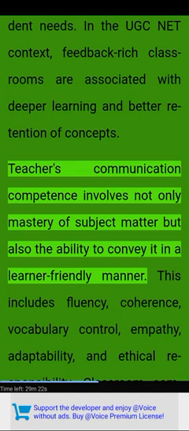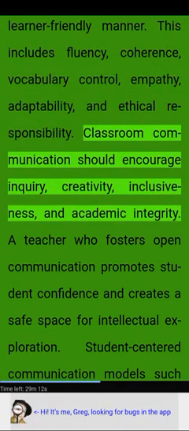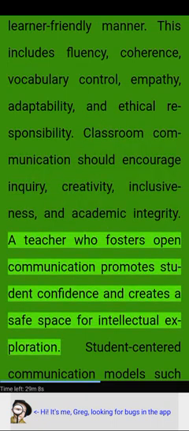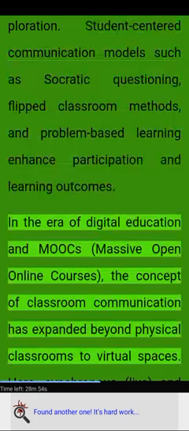Teachers' communication competence involves not only mastery of subject matter but also the ability to convey it in a learner-friendly manner. This includes fluency, coherence, vocabulary control, empathy, adaptability, and ethical responsibility. Classroom communication should encourage inquiry, creativity, inclusiveness, and academic integrity. A teacher who fosters open communication promotes student confidence and creates a safe space for intellectual exploration. Student-centered communication models such as Socratic questioning, flipped classroom methods, and problem-based learning enhance participation and learning outcomes.